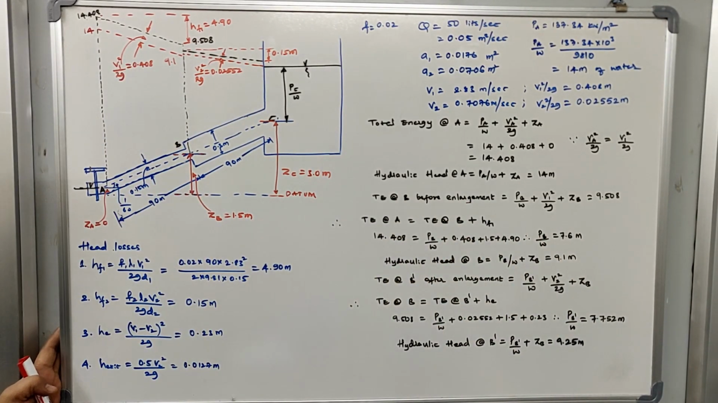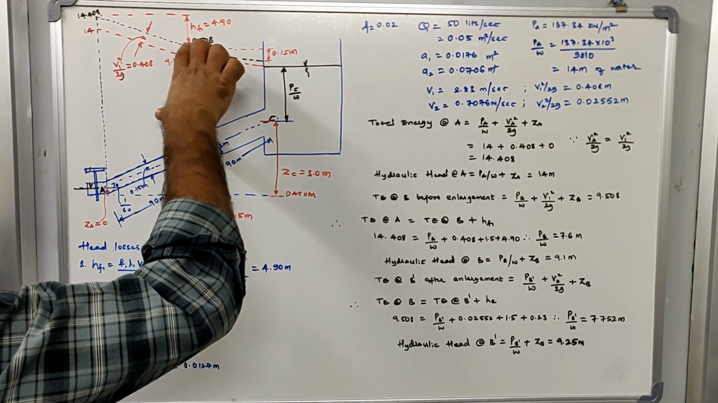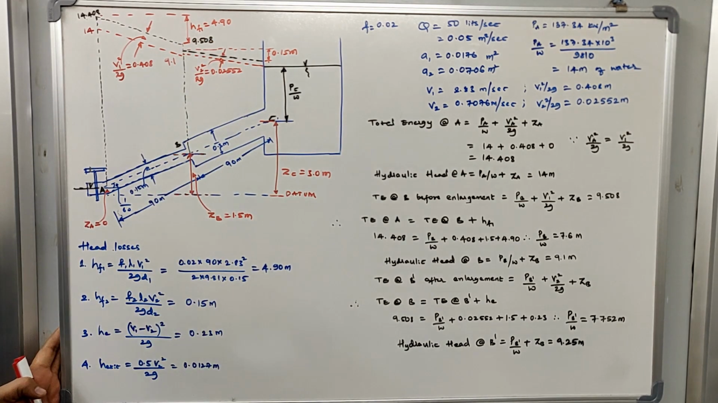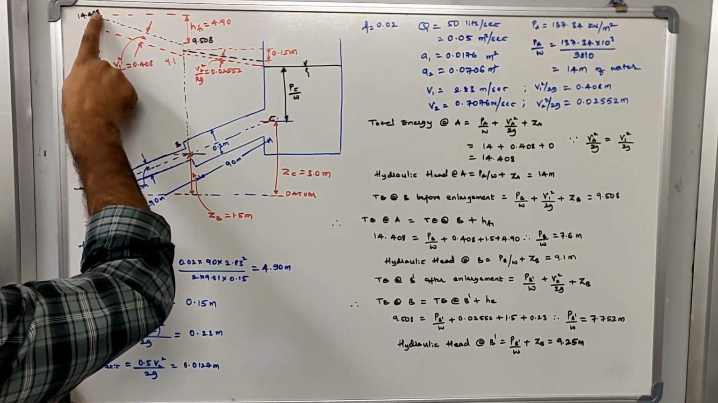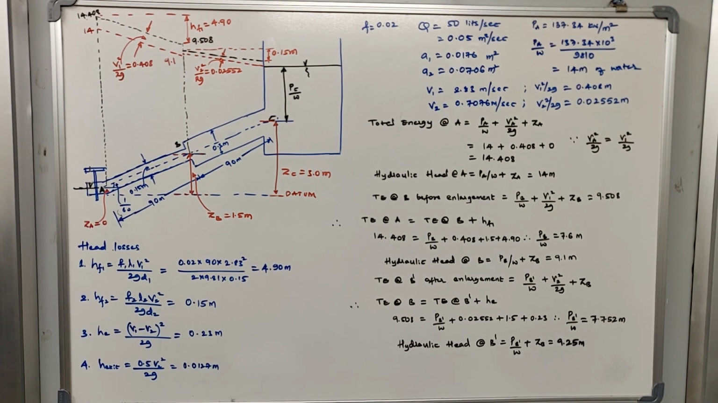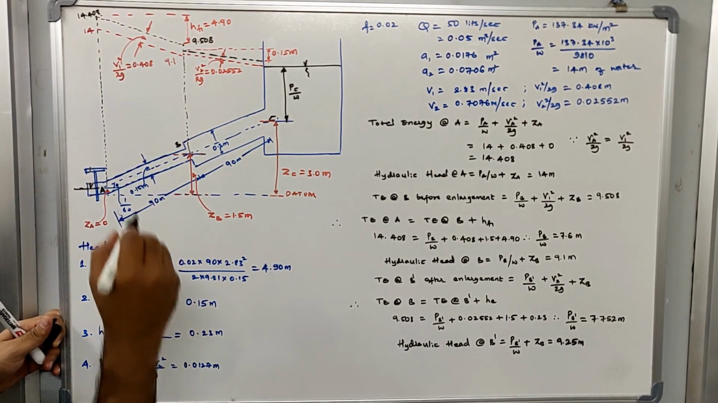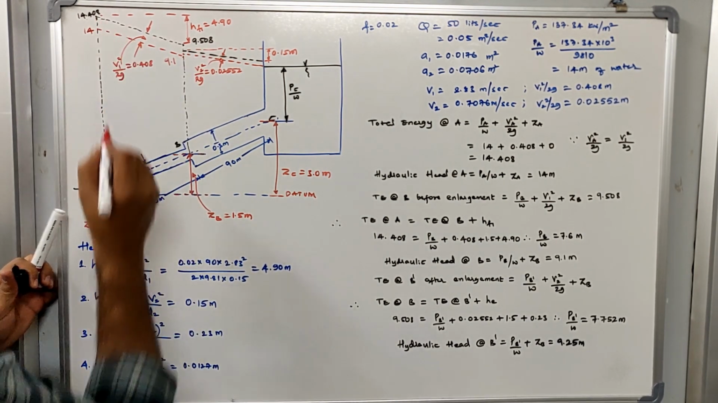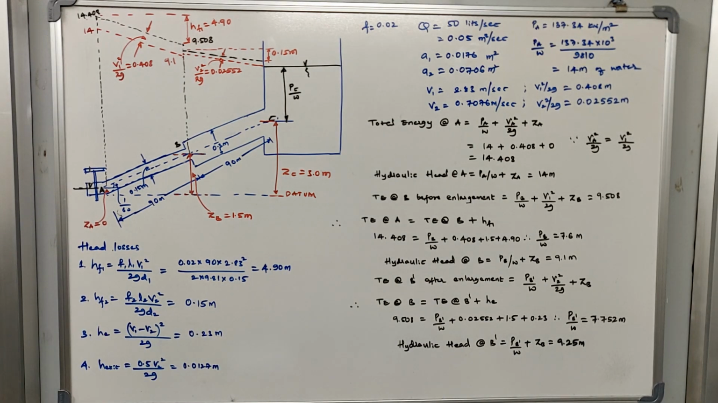Okay, so with that we'll plot 2 points. This is the point which is representing the total energy at B before enlargement, and this is another point which is representing the total hydraulic head before the enlargement. Now I will join these 2 points. By joining these 2 points I have drawn the total energy line. By connecting these 2 points I have determined my hydraulic gradient line. Right? So you need to remember this.